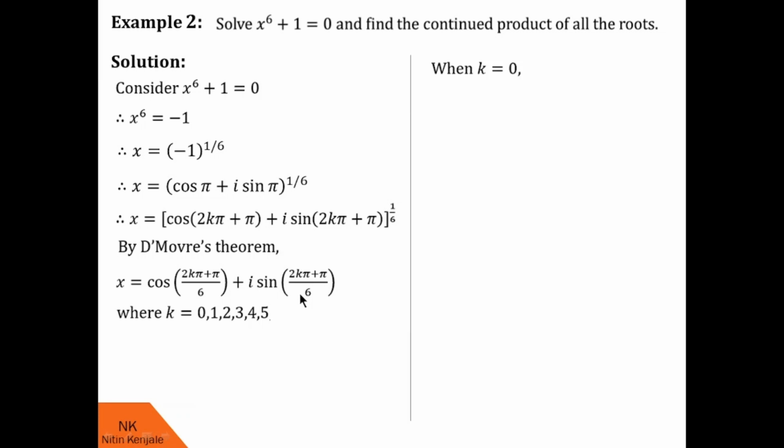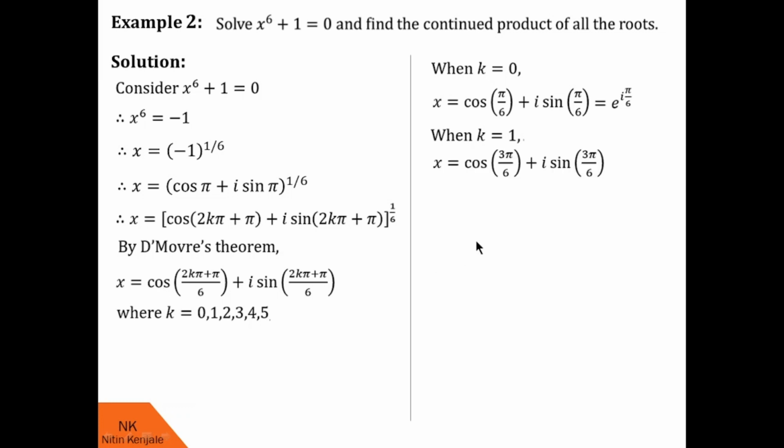So when I put k is equal to 0, I get x is equal to cos of pi by 6 plus i sin pi by 6, that is e raised to i pi by 6. When we put k is equal to 1 over here, we get cos of 3 pi by 6 plus i sin 3 pi by 6, that is e raised to i 3 pi by 6. Now let's put k is equal to 2. We get x is equal to cos of 5 pi by 6 plus i sin 5 pi by 6, that is e raised to i 5 pi by 6.